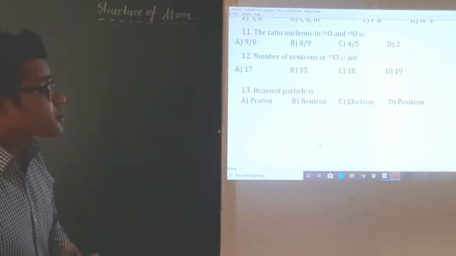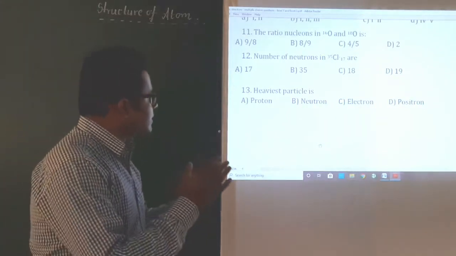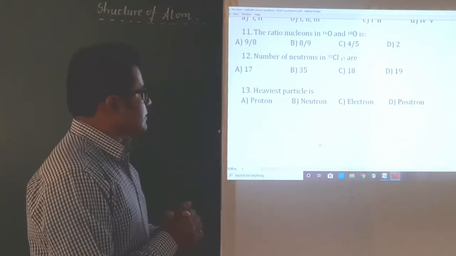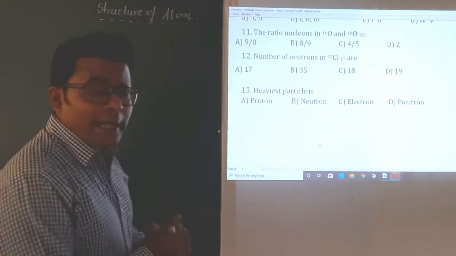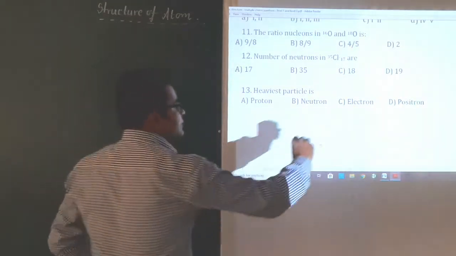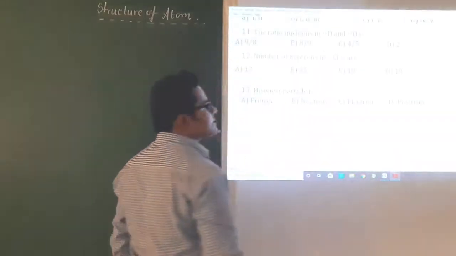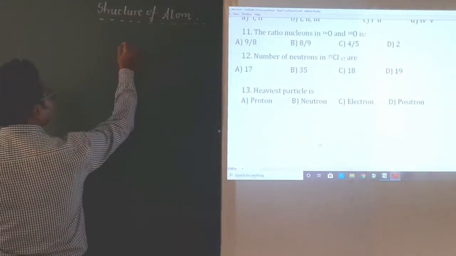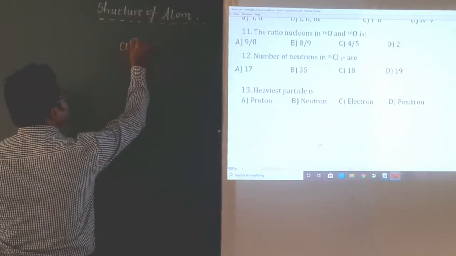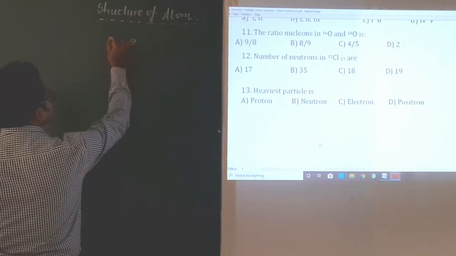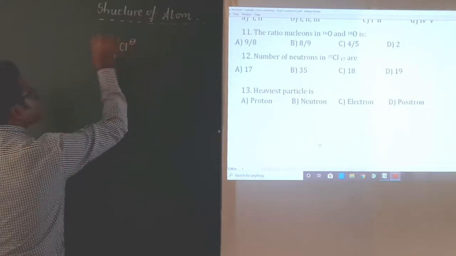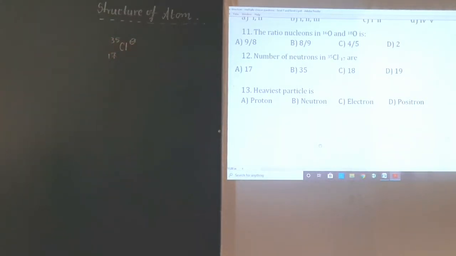Coming forward with the question number 12, and that is number of neutrons in chloride ion. Now, if you observe it carefully, you will find that there is a Cl minus. It is nothing more than Cl minus over here. Now, in this scenario, what is happening? They are asking us to find the number of neutrons.